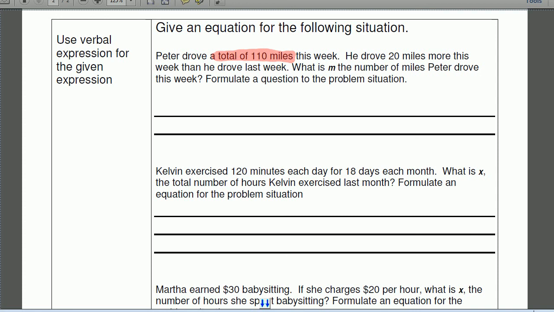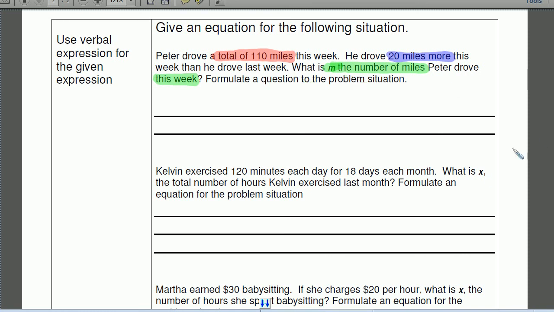He drove 20 miles more. That's a key word, more. It means we're going to add something. More this week than he drove last week. Now we also know that this week is the number of m. M is the number of miles that Peter drove this week, and we need to find m. So we need to formulate an equation to solve this problem.